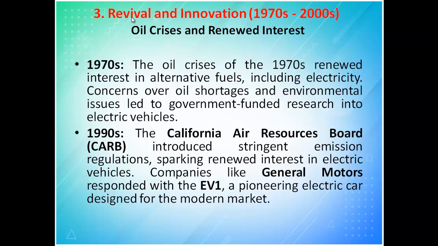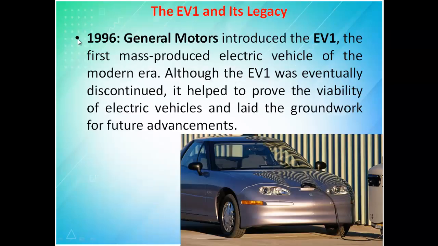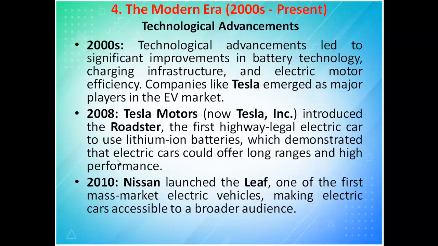Companies like General Motors introduced the EV1, an electric car designed for the modern market. So this was that electric car. In 1996, General Motors developed an electric car, which we call the EV1, where mass production was done. And this was abroad. In India at that time we were not ready. We even had a surplus of petrol and diesel. So now let us move on to the modern era.